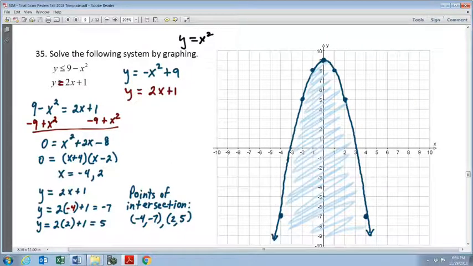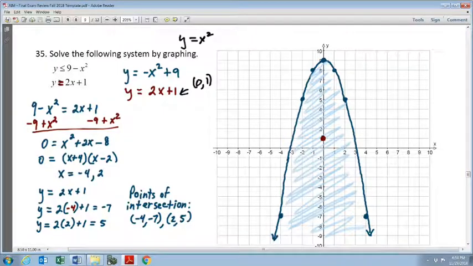And then we'll graph y is greater than or equal to 2x plus 1. So our y-intercept here is (0, 1). Remember, we get that from here. (0, 1) is our y-intercept. Of course, our slope is going to be 2.